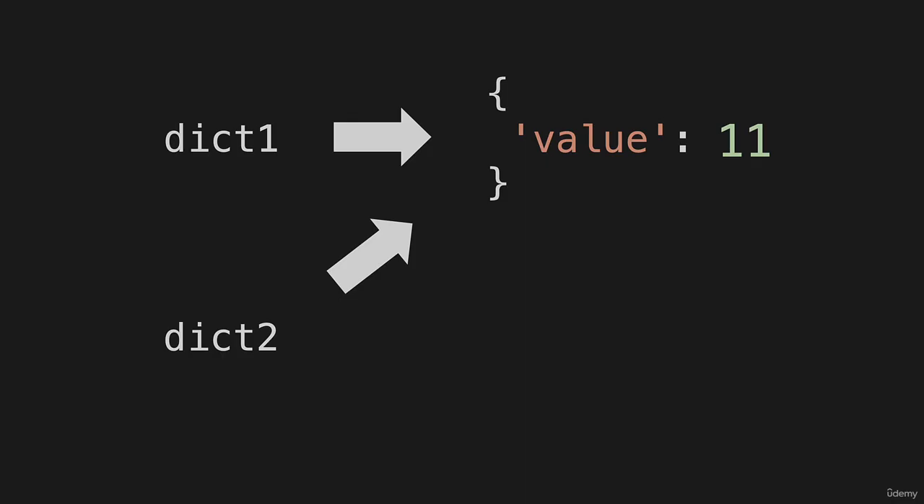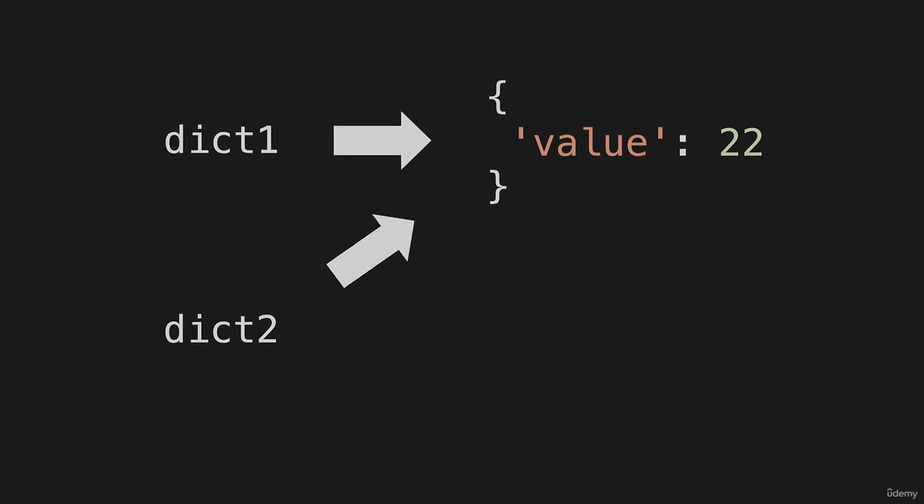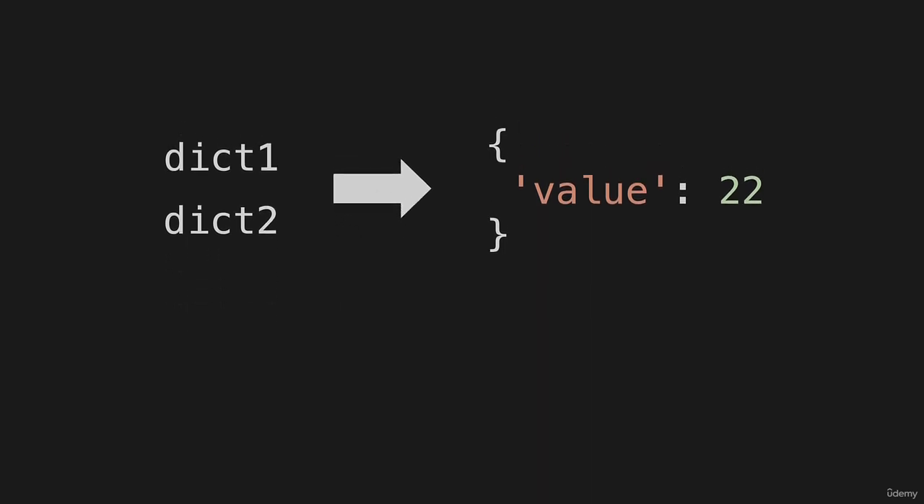So with dictionaries, we can take that number 11 and then change it to a 22. Where integers are immutable and can't be changed, dictionaries can be changed. So dictionary 1 and dictionary 2 continue pointing to the same place, but we are able to change the value.